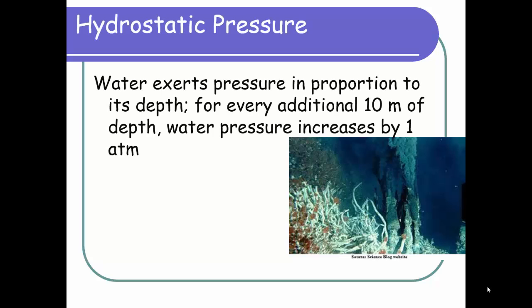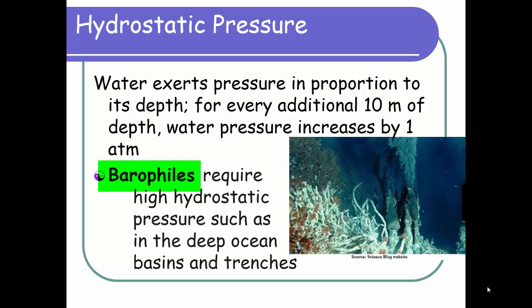Hydrostatic pressure. We know that water exerts pressure in proportion to its depth. For every additional 10 meters of depth, water pressure increases by 1 atmosphere. So what is the pressure at 7 miles down in the Marianas Trench, where these bacteria have been found in these volcanic vents? The barophiles require high hydrostatic pressures, such as found in these deep ocean basins and trenches.